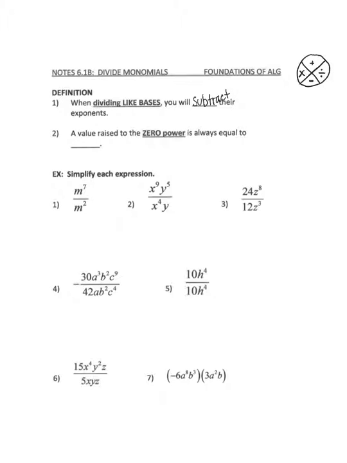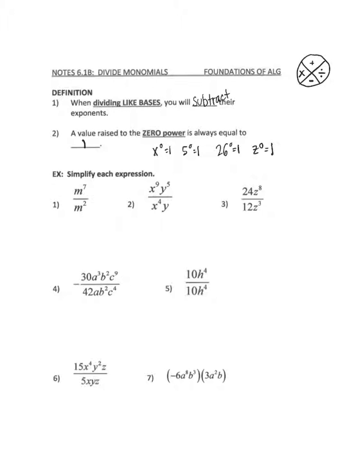The second thing I want you to remember is that a value raised to the 0 power is always going to be equal to 1. So no matter if I have x to the 0, if I have 5 to the 0, if I have 26 to the 0, if I have z to the 0, all of these are going to equal 1. Anything to the 0 power is 1. Okay, so now we are going to simplify each expression.